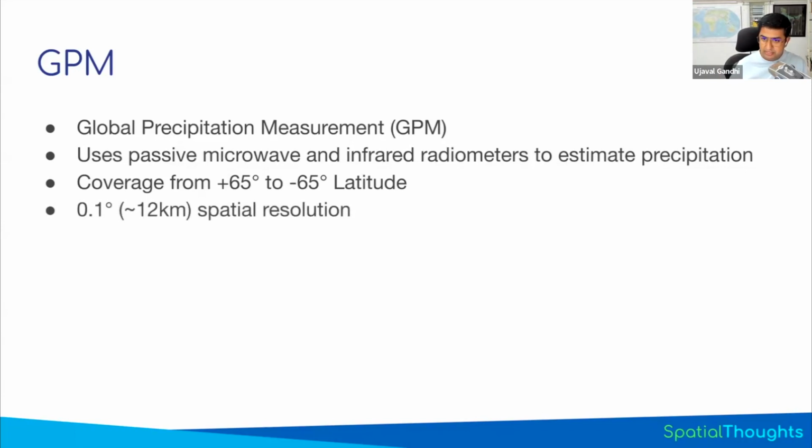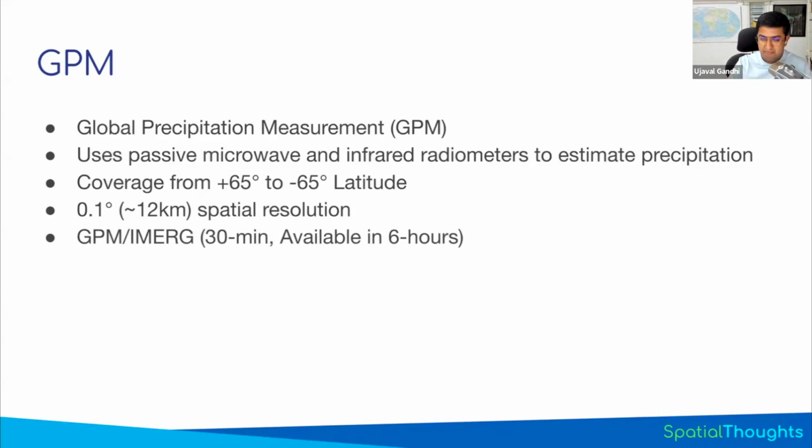12-kilometer grid resolution, not the highest, but still decent. Climate data are generally not very high resolution, so your resolution would be pretty coarse, but you get a 12-kilometer grid. The best part about GPM is it's near real time. You get the precipitation within 6 hours of real time.